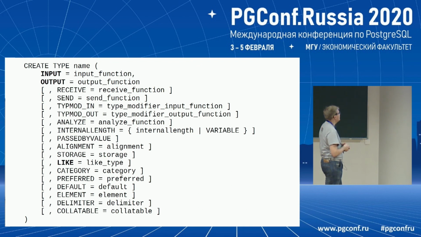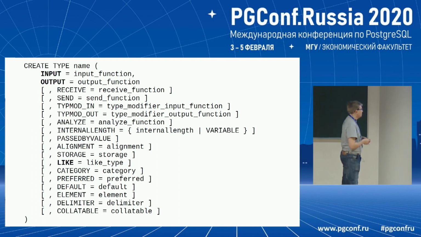Preferred. I don't remember what that does. I think it's also related to casting somehow. Default value, you could specify a default. I think that's more for domains, maybe. Element and delimiter have to do with arrays. So I don't think you can actually specify them for regular data types. But if you're creating your own array type, which I'm not entirely sure why you would ever need to do, you could specify what is the element type of this.